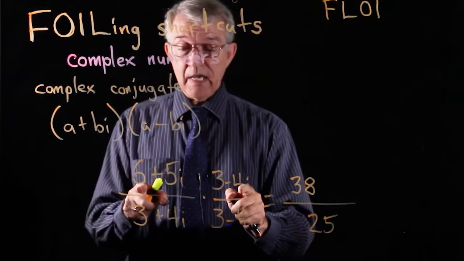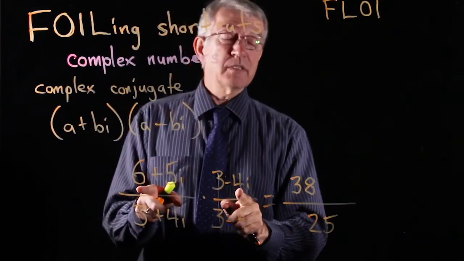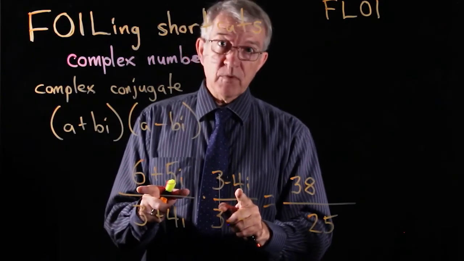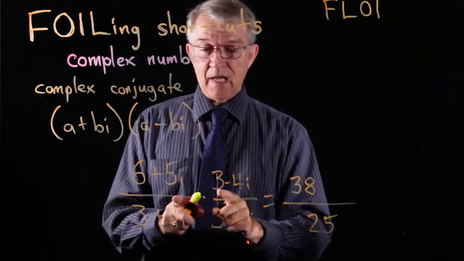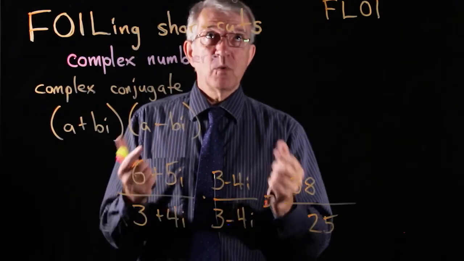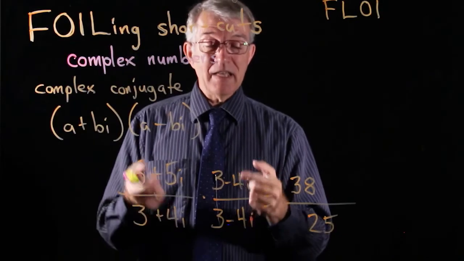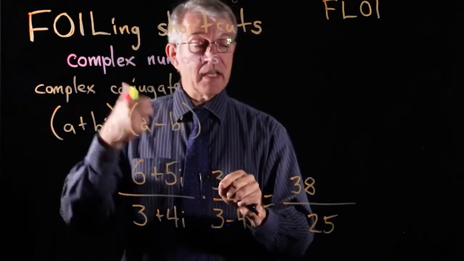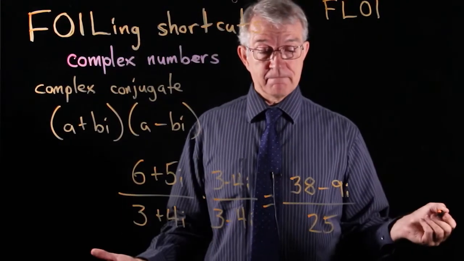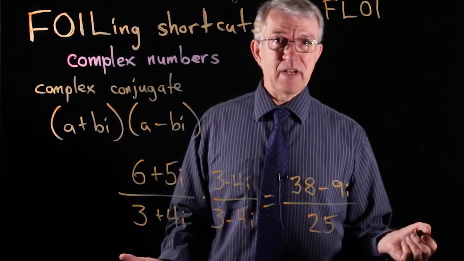And then the outside, 6 times 4 is negative 24. Say it a couple times. Negative 24. I've got that locked in. And then 5 times 3 is 15. 24 minus 15 is 9. The 24 was bigger. Its sign was negative, so my 9 is negative: minus 9i. And this isn't the answer anybody wants.